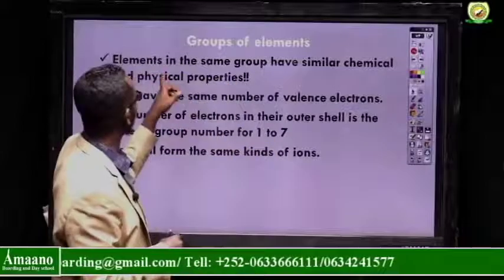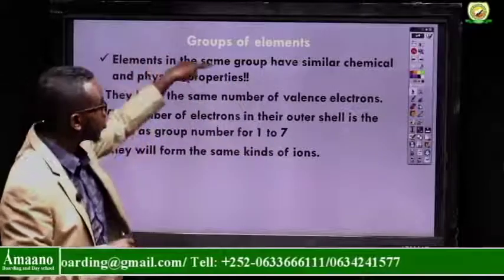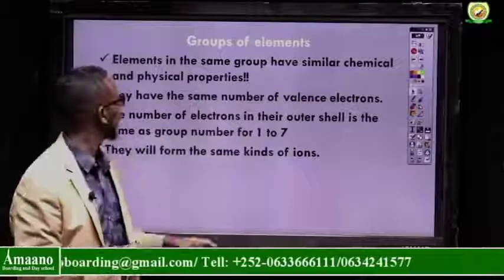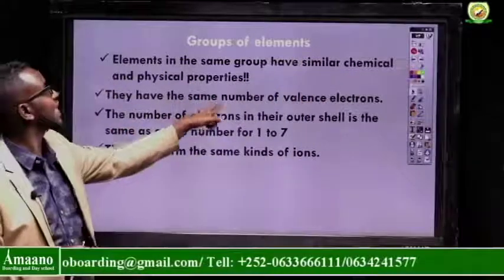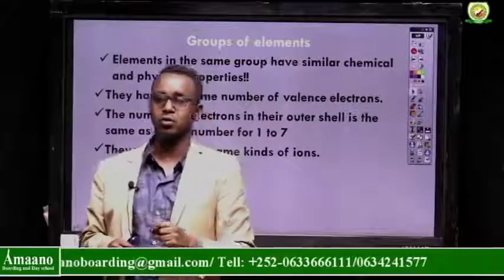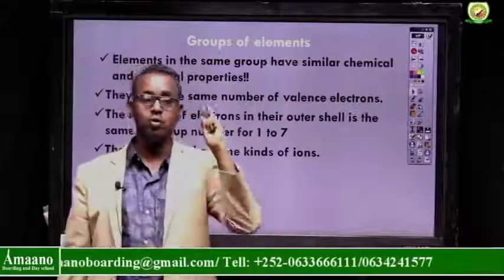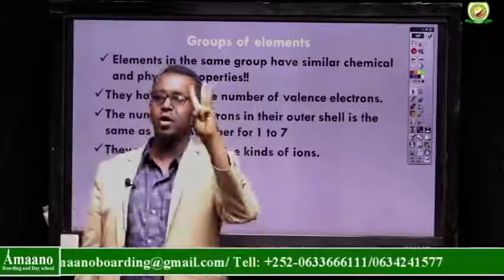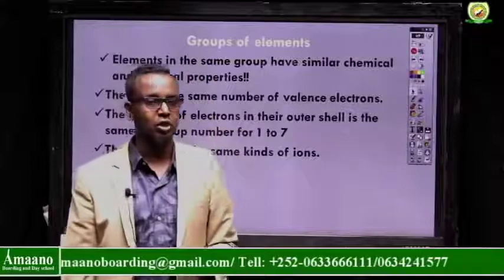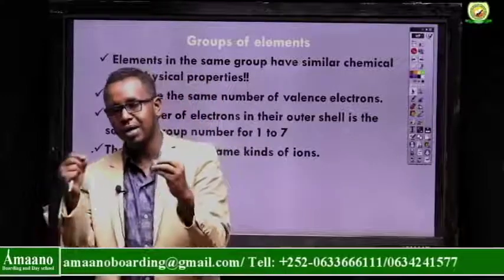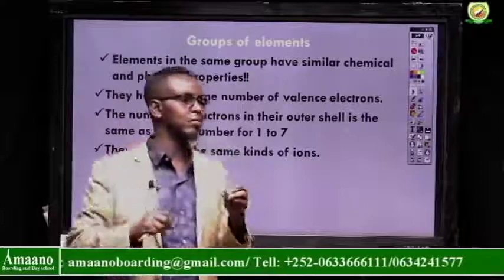So all elements in the same group should have what? Similar chemical and physical properties. What about this one? They have the same number of valence electrons. Valence electrons means outer electrons. For example, if they are in group 2, they have 2 electrons in their outer shells. If they are in group 3, they should have what? 3 electrons in their outer shell. So valence electrons and outer shell electrons are the same. So the group number and the number of outer shell electrons are the same.